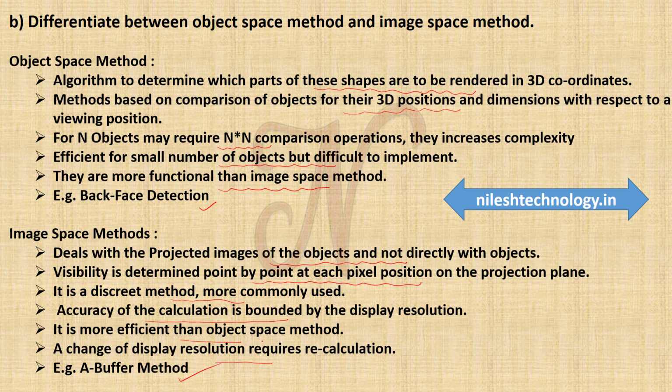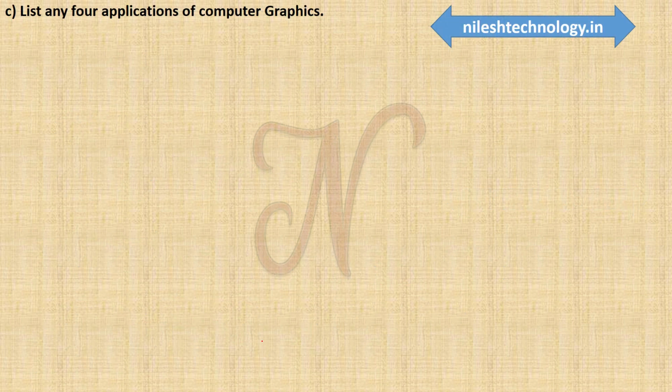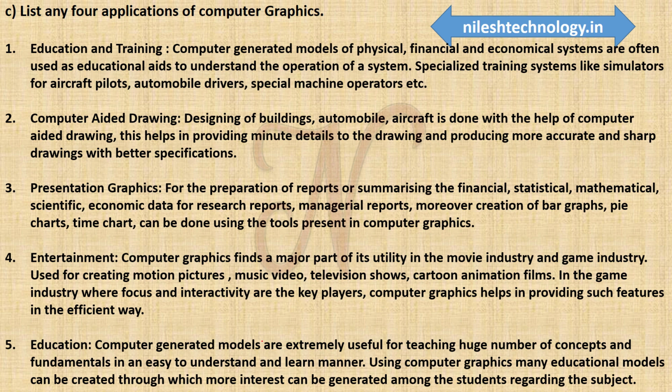So this question occurs in the last chapter of your textbook, that is hidden surface elimination. Okay, so this is the difference. Then going to the next question: list any 4 applications of computer graphics. There are many applications, so explain any 4. Here I can explain 5, so choose any 4.